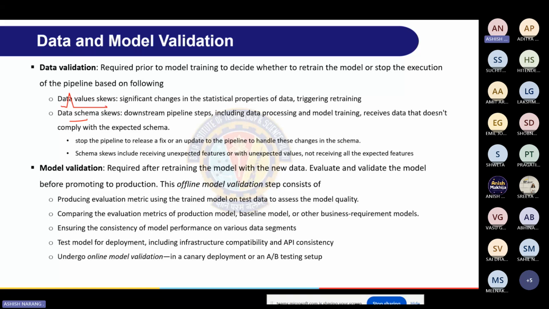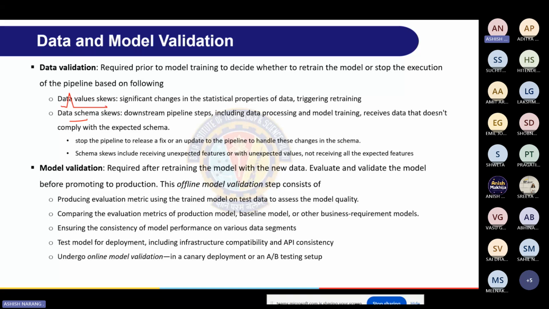Schema means there are some new attributes coming in, right? Suppose there are certain attributes, right? Age, salary, experience that I'm capturing. Let's say one of these columns disappears or some new unexpected feature comes in. Then the downstream training may fail because the pipeline may stop automatically until this issue is fixed, right? Because whatever data is expected, that is not coming. If that is not there, of course, I cannot go ahead with that, right? So these are all something that we need to validate first before retraining a model.